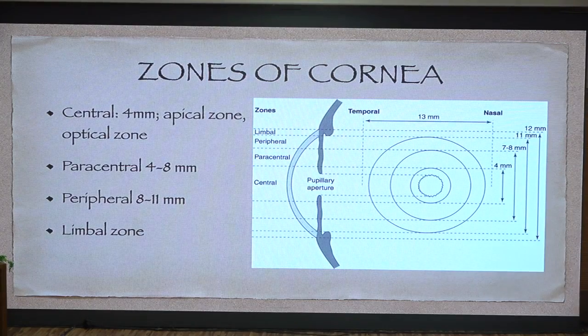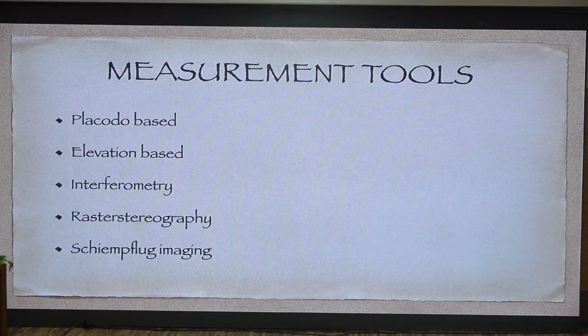For the purpose of study, the cornea, we know, has been divided into different zones. The central apical zone or optical zone is around 4 millimeters. Somehow this pointer doesn't show here on the screen, but you can look at the slides. The central 4 millimeters is the optical zone. Then we have a paracentral area, which is from 4 millimeters onward up to 8 millimeters. Then the peripheral cornea and a limbal area. So this is how the topography graph will come, so that you know whether you are looking at the central part, the paracentral part or the peripheral part of the cornea.